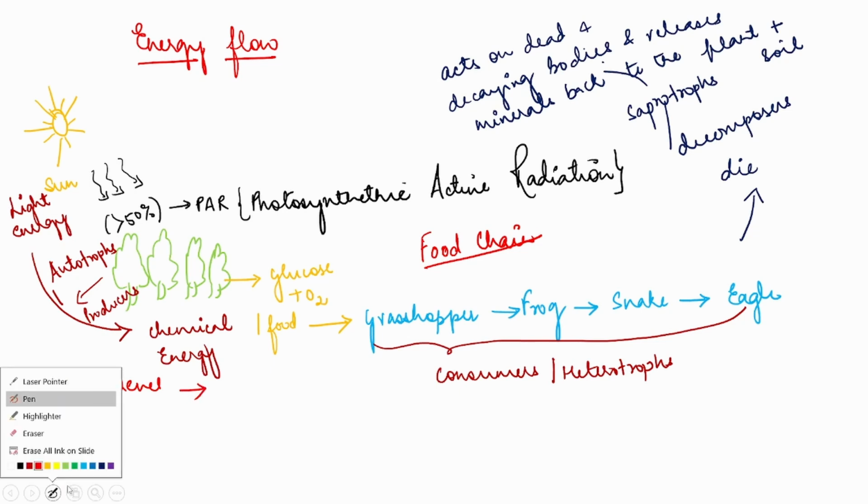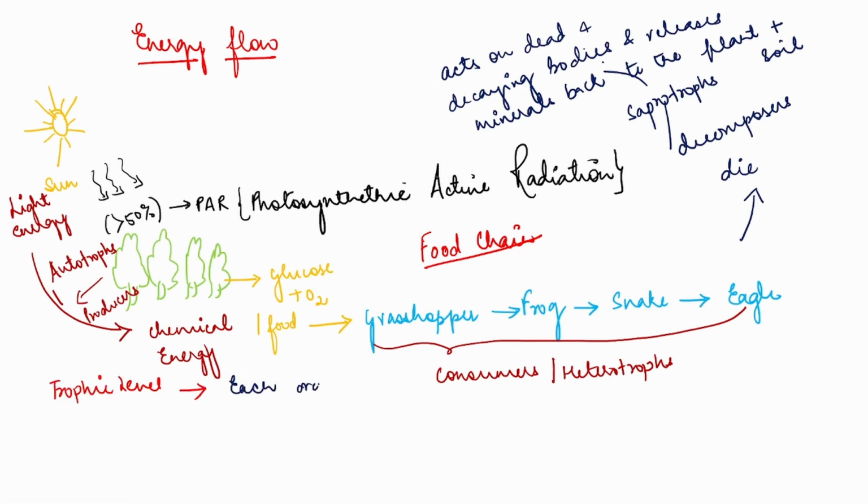So what is a trophic level? Basically, each organism of the food chain we call a trophic level. So this is trophic level 1, trophic level 2, trophic level 3, trophic level 4, trophic level 5, right? So these are the trophic levels.